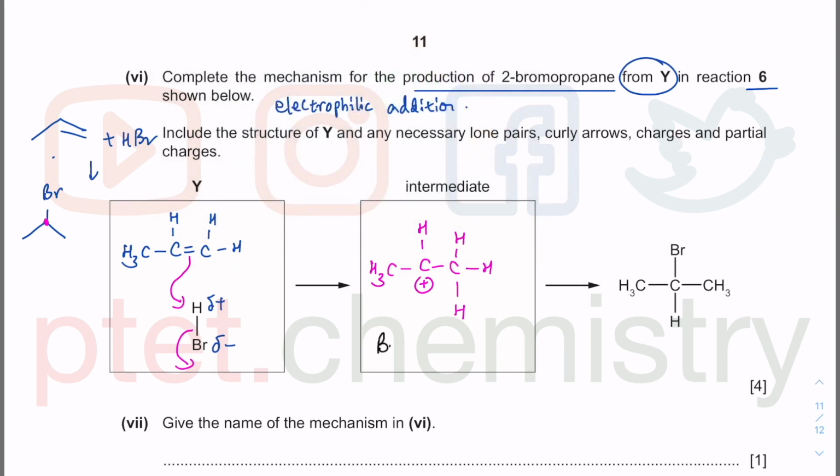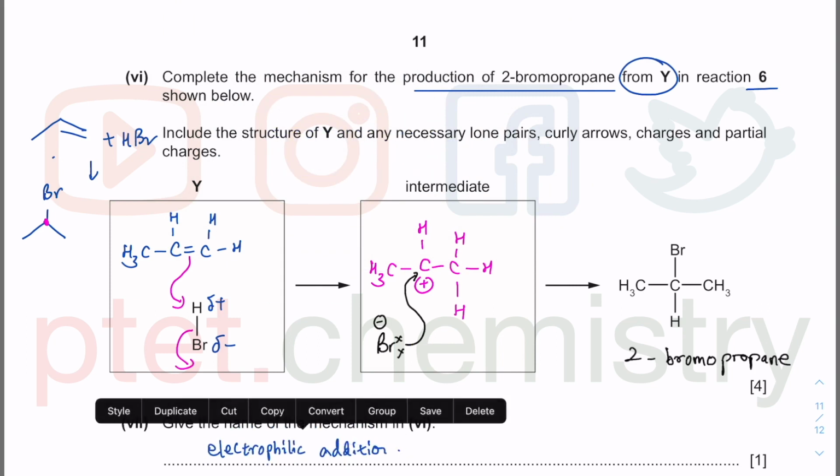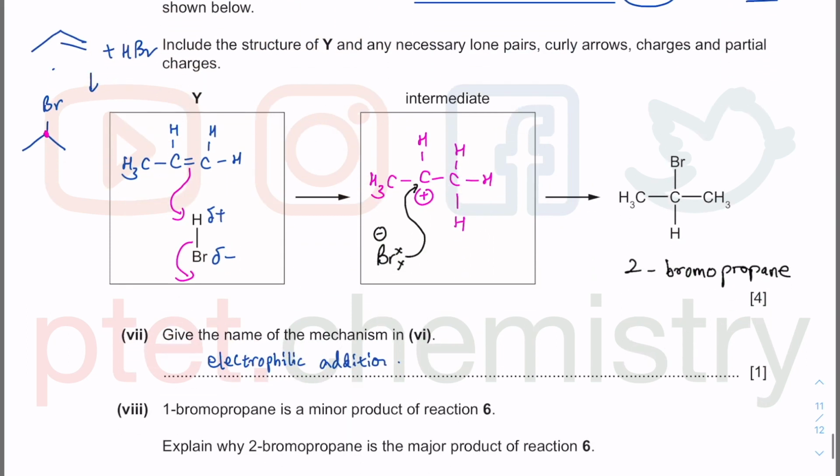As the Br now has a negative charge, it has a lone pair, and this lone pair attacks the carbon. The lone pair doesn't attack the positive charge, it attacks the carbon with the positive charge, rich in electrons attacks the poor in electrons. It is the carbon position number 2 with the positive charge that the lone pair attacks and gives you this 2-bromopropane. Alright. Now give the name of the mechanism. I already talked about electrophilic addition earlier. So we know that this is electrophilic addition, the rich attacking the poor.